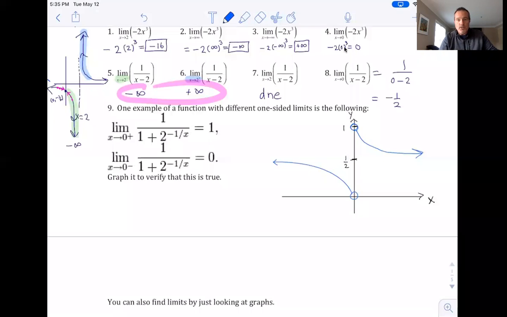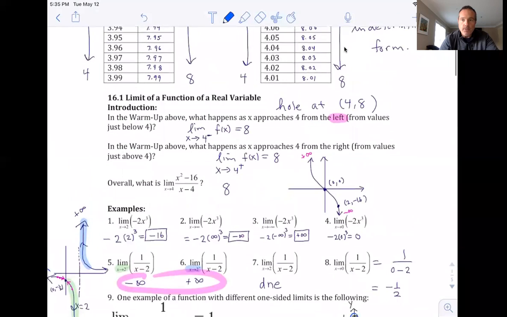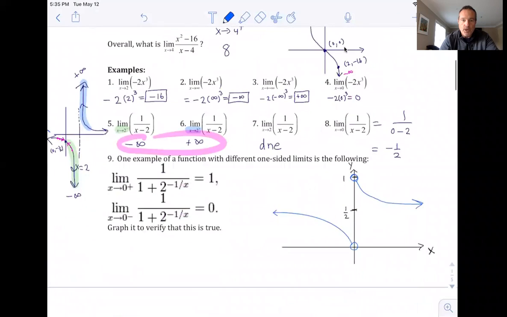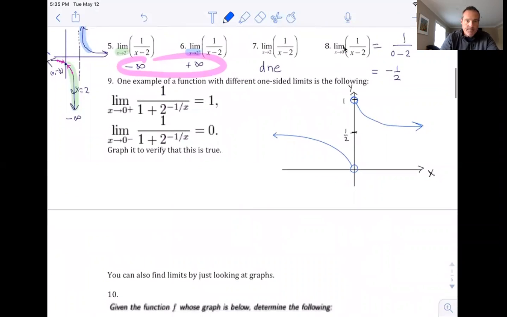Hey, it's Mr. Collins. We're looking at a third and final video on limits of a function that correspond with this handout from 16.1 in our pre-calc textbook. We've done the first 8 problems. We're going to look at number 9, 10, 11.